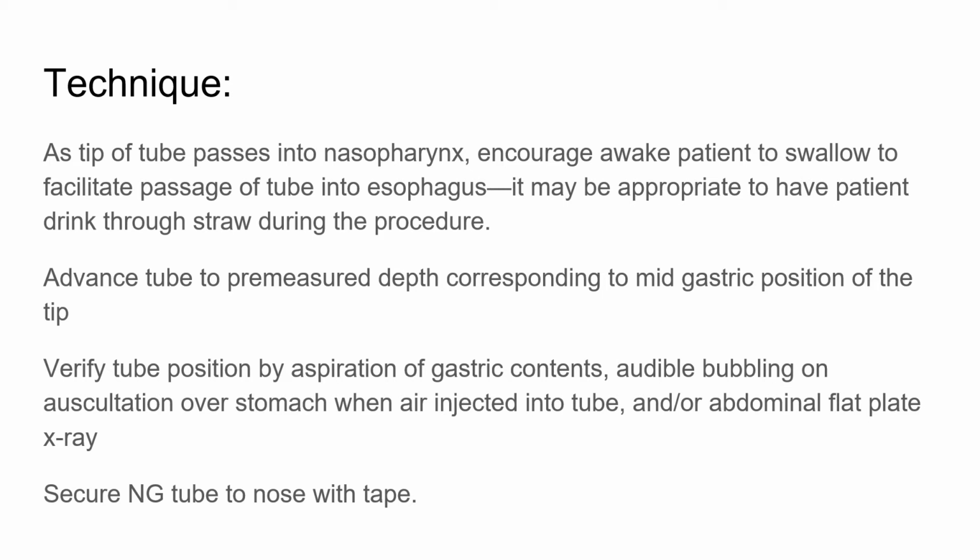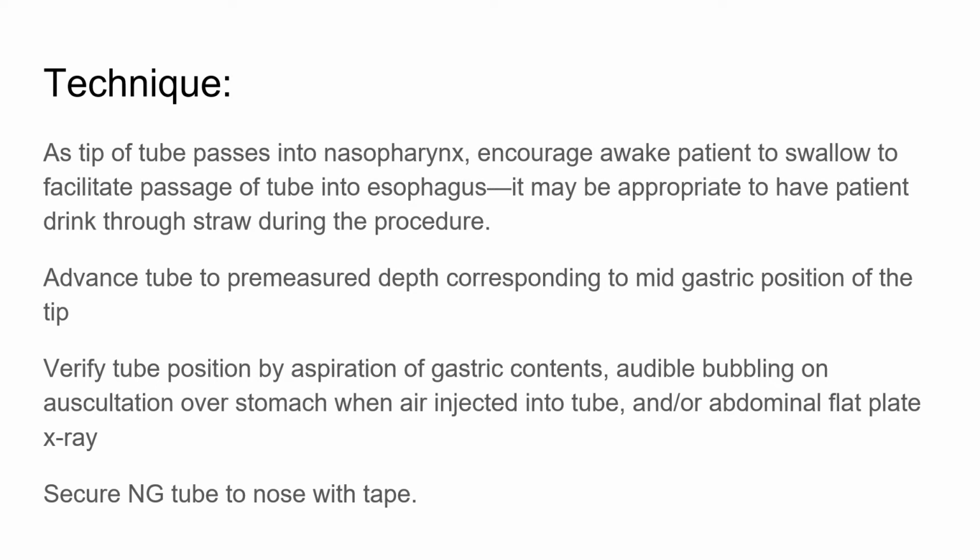Advance the tube to a pre-measured depth. So you have to measure from the surface anatomy of the stomach, and measure how much it has to be advanced. Once you proceed to that mark, then it has to be stopped. That is, the mid-gastric position over the surface anatomy has to be identified. Then the length has to be measured to what extent it has to be inserted into the stomach. Then it has to be stopped. Then you have to verify whether this particular nasogastric tube is in position or not.